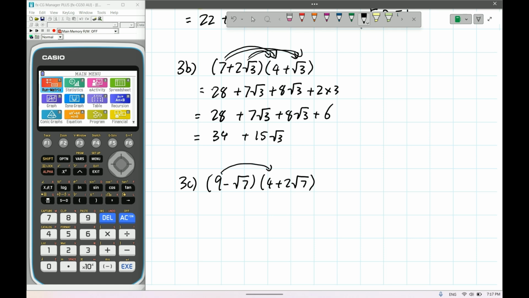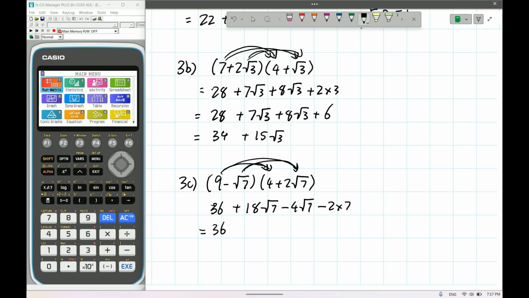So once again, 9 and the 4 make 36, plus 18 root 7, because the 2 and the 9 will make 18. This will make a minus 4 square root 7. And this one here will make a negative 2 times 7, because square root 7 times square root 7 will become 7.